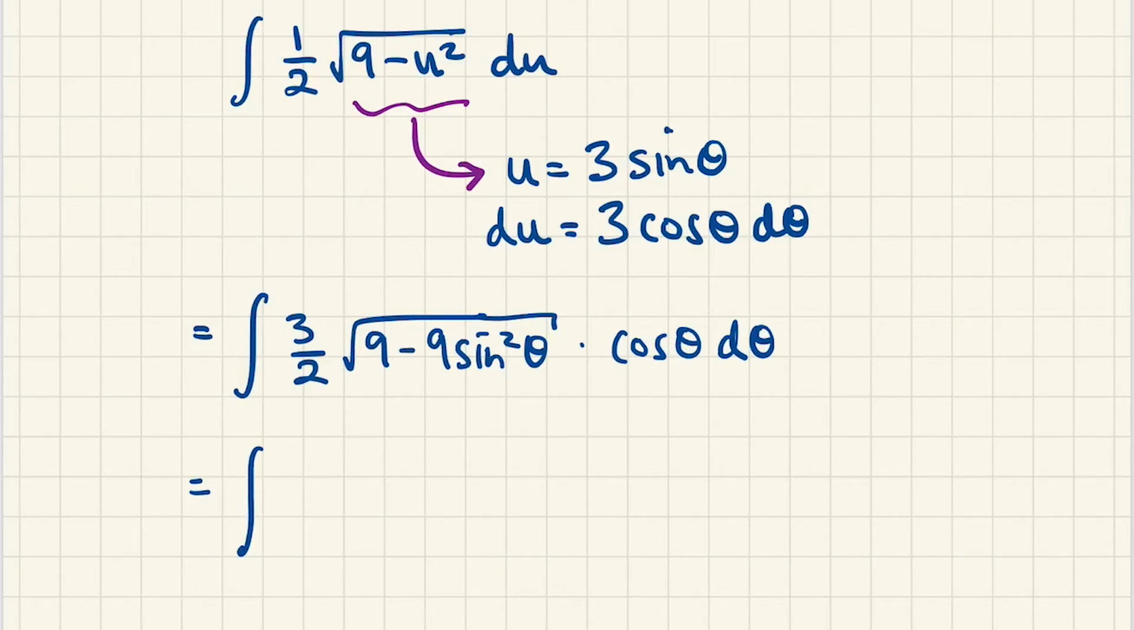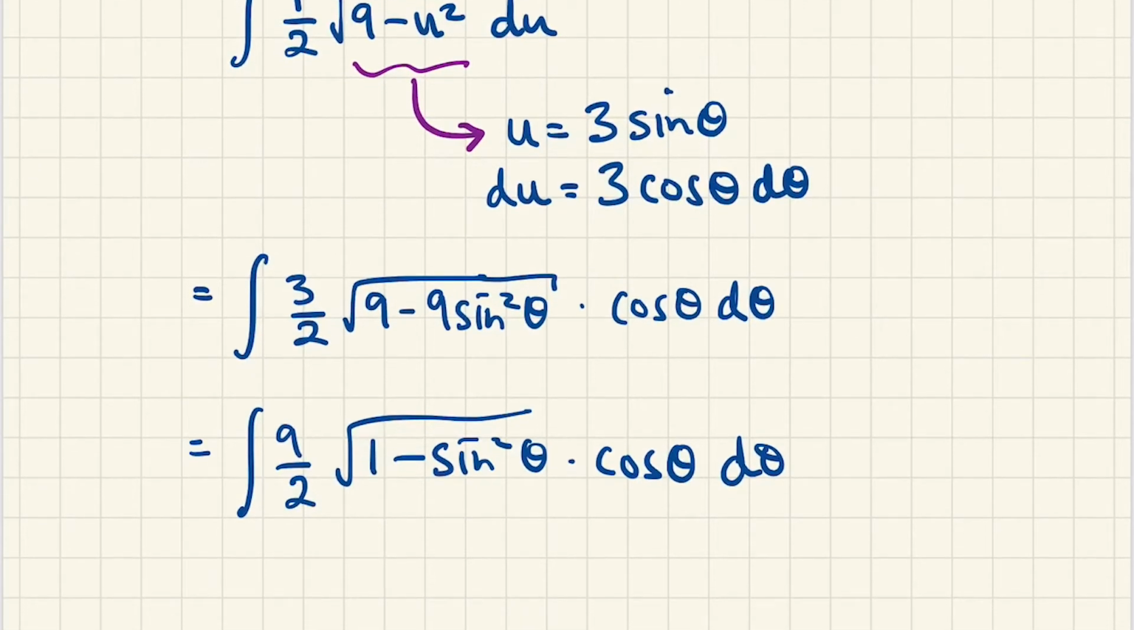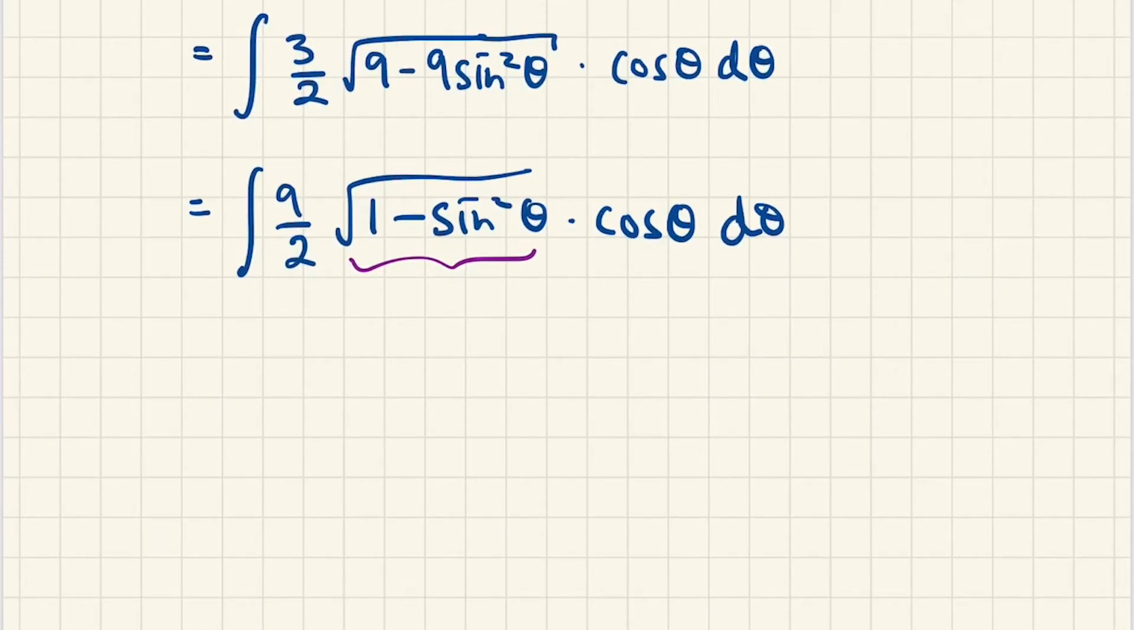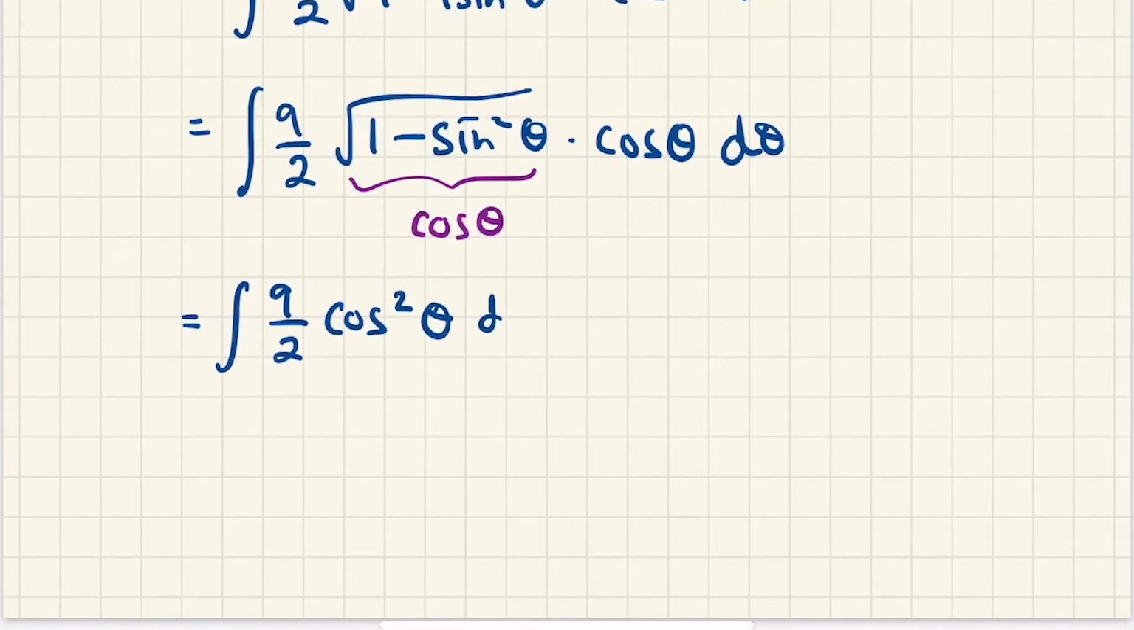Okay, now we can factor the 9 out of the square root, which comes out as a 3. So we get 9 over 2 times the square root of 1 minus sine squared times cosine theta d theta. And of course, that whole part there, 1 minus sine squared, is just cosine squared under the radical, which is cosine. We got another cosine in there. So this becomes 9/2 times cosine squared theta d theta.